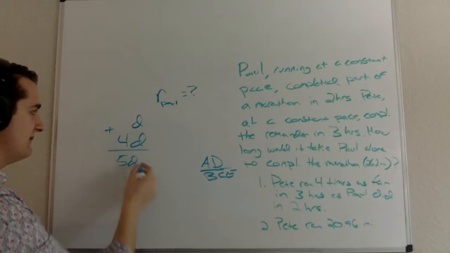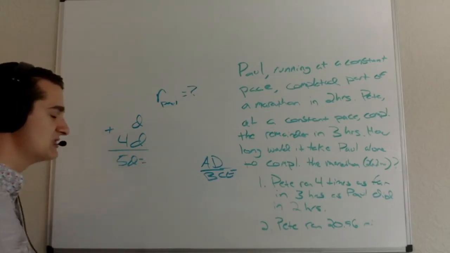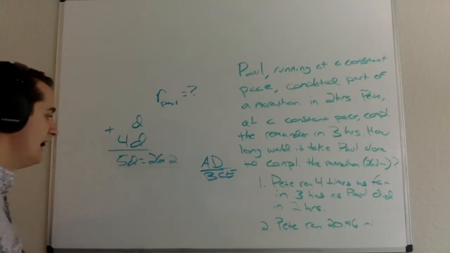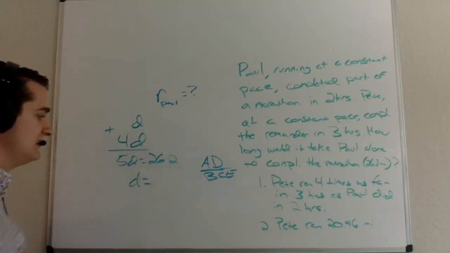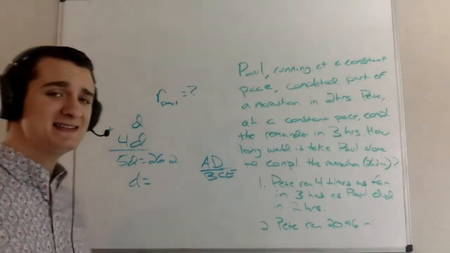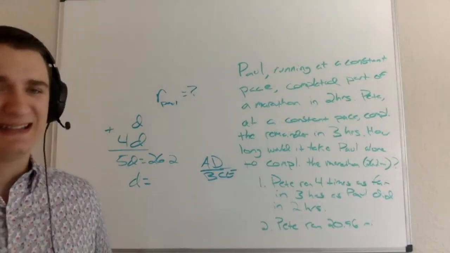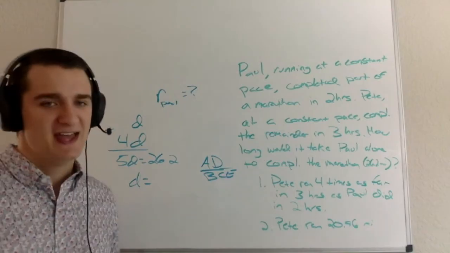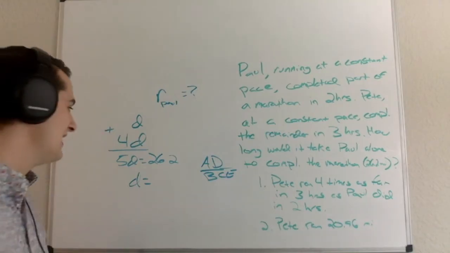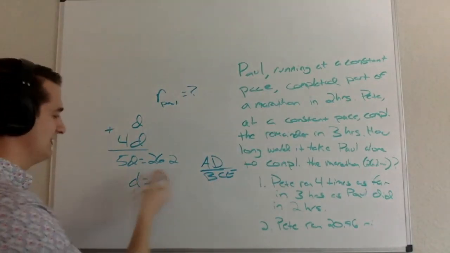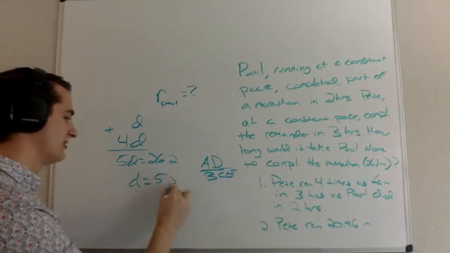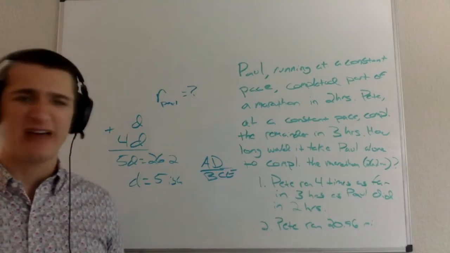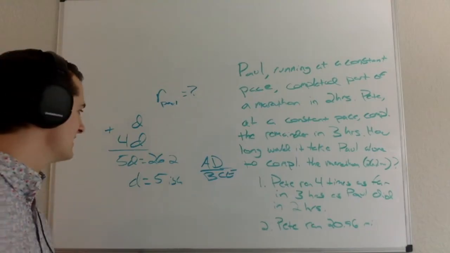So 5D, 5 times the distance, is going to be equal to 26.2. From there, I can solve for D. And because this is data sufficiency, this is where I say some logic can help you here. Because this is data sufficiency, I really don't have to solve this. I know it's going to be 5-ish. And this is legitimately how I do it on the test. 5-ish is the distance that I'm going to solve for.